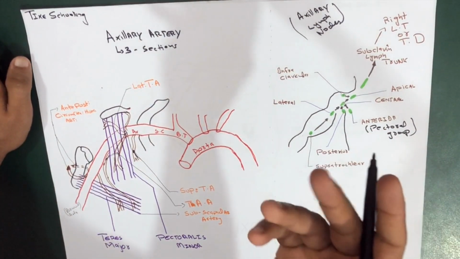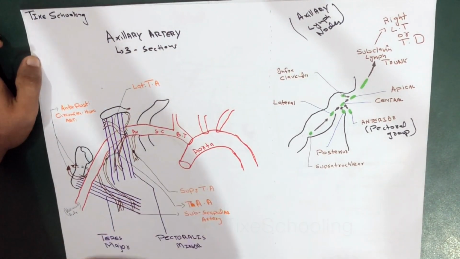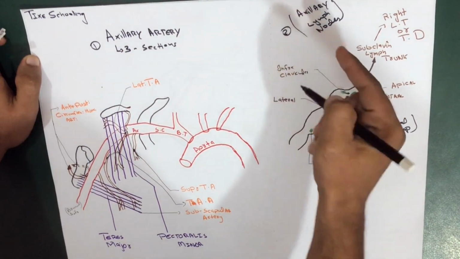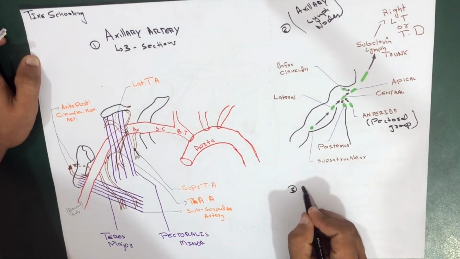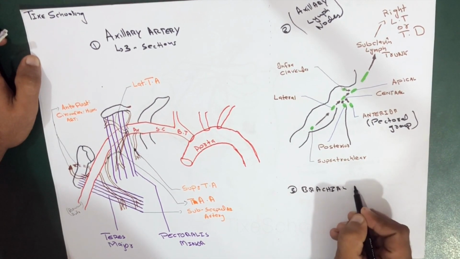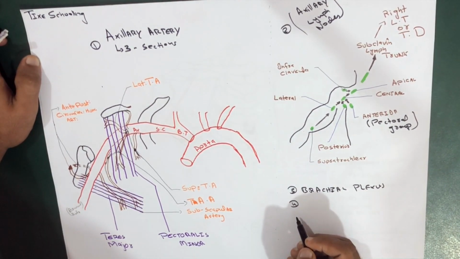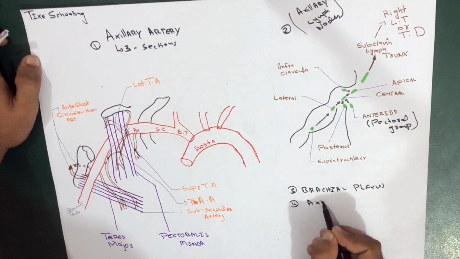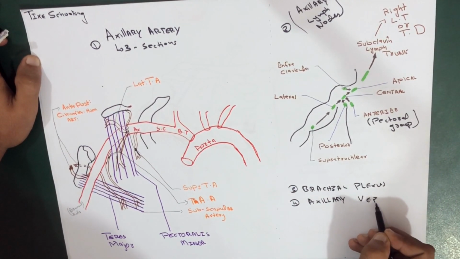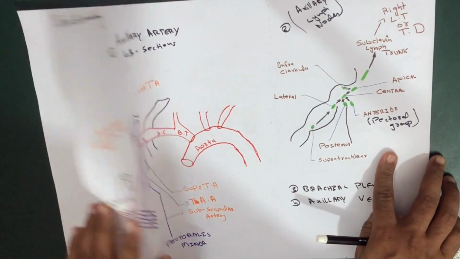So let's just summarize. In the contents of the axilla, we have number 1, the axillary artery; number 2, the axillary lymph nodes; number 3, the brachial plexus; and number 4, the axillary vein. All right, so we are probably done with our lecture. So this is it regarding today's lecture.